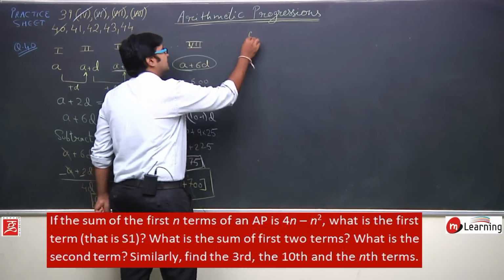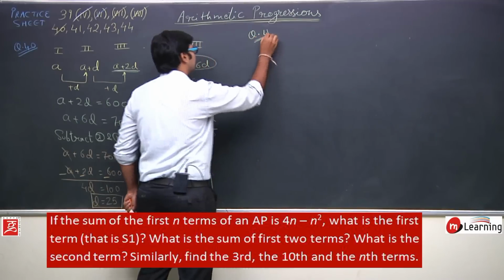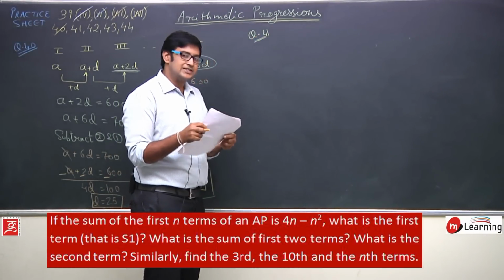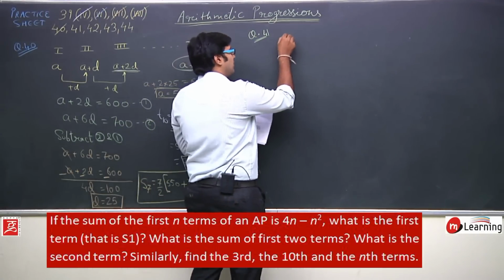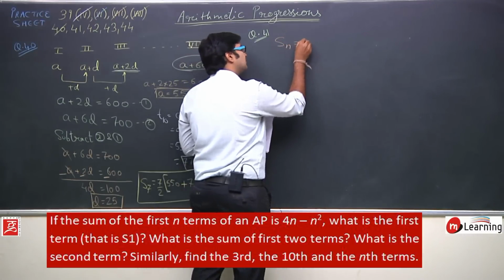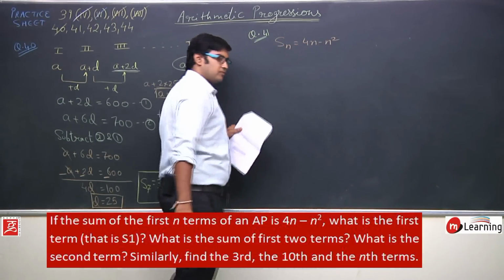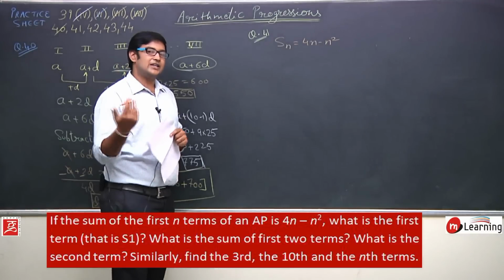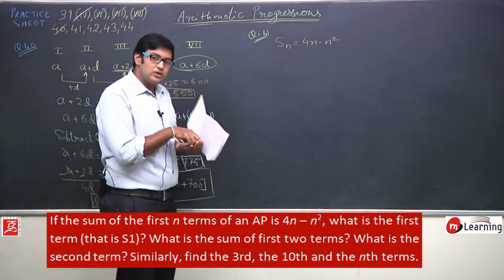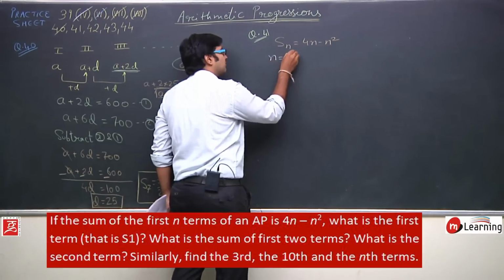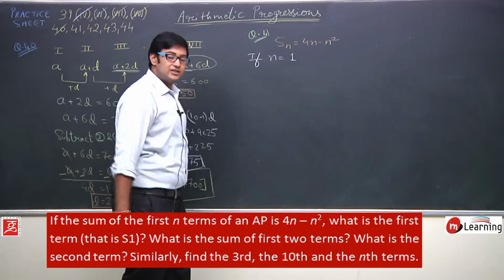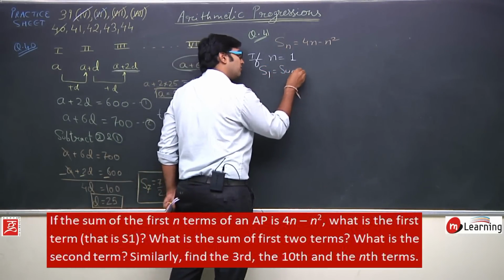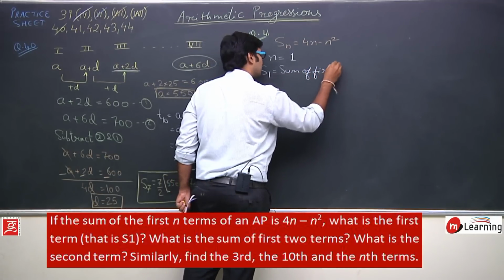Now, let us understand this concept. Question number 41 says sum of first n terms of an AP is given as 4n minus n square. So I can write Sn is equal to 4n minus n square, because it is representing sum of n terms. Now, as I have said, n can be any natural number. So if n is equal to 1, then what does S1 represent? S1 represents sum of first term.